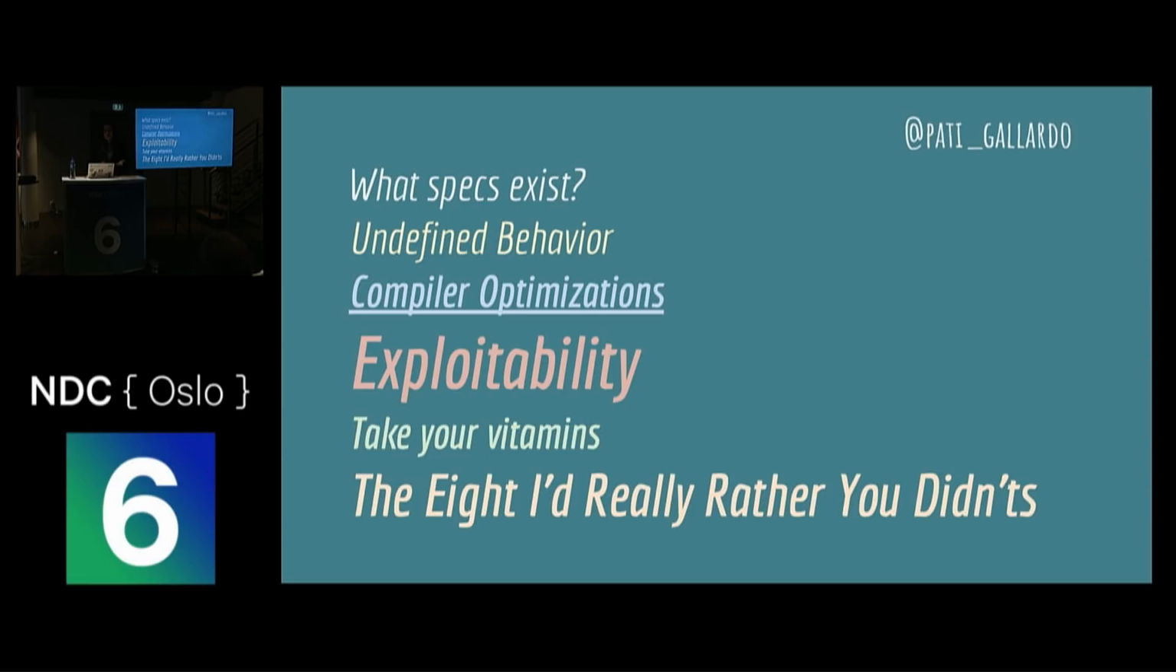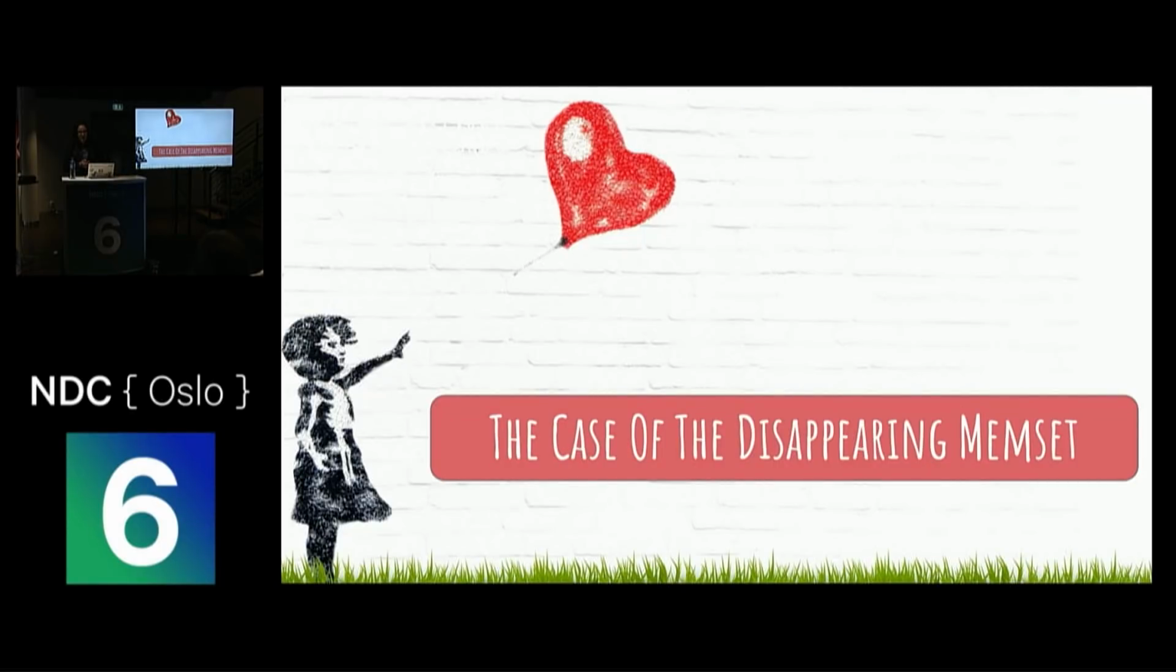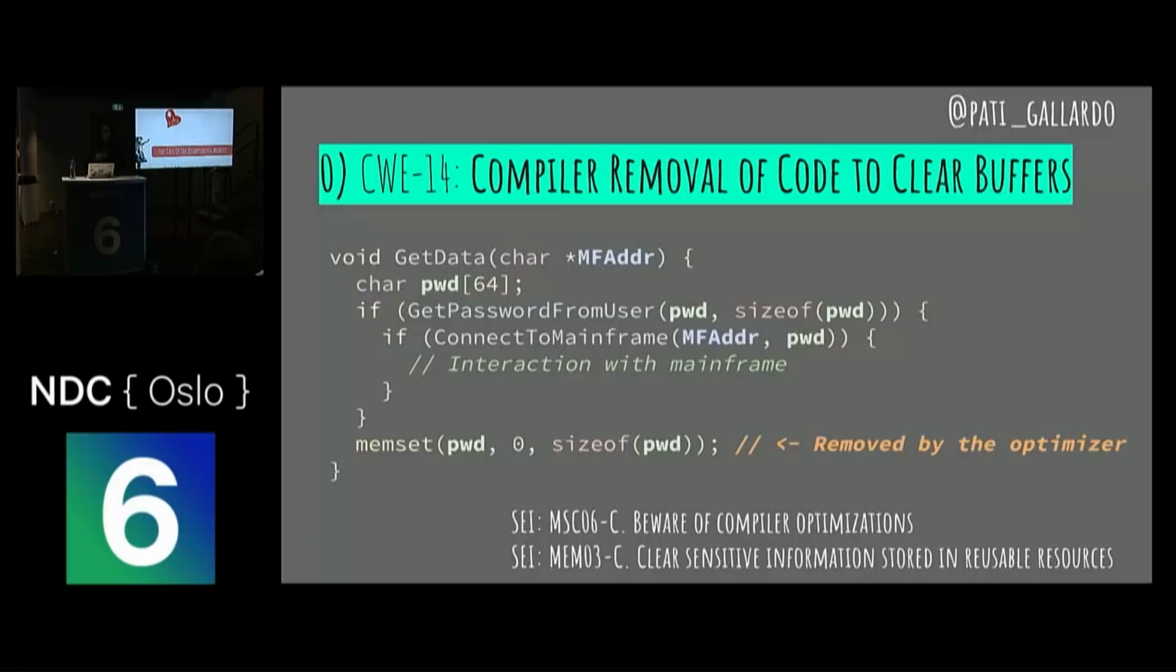But you can get surprising effects even if there is no undefined behavior. So I'm going to give an example of a compiler optimization causing surprising effects. This was, and still is, a very famous vulnerability that hit a lot of applications. And that is the case of the Disappearing Memset. It deals with code like this.